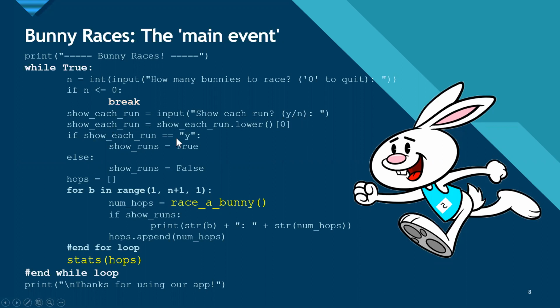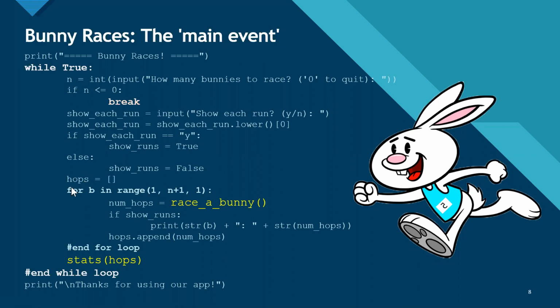Hey, if show each run is yes, we're going to say show runs, the Boolean variable, is true, else show runs is false. And that's going to be showing up here in my little loop for running bunnies in a moment. But then I'm creating what Python calls a list. I often will mess up and call it an array because I like to teach Java too. But anyway, I've created an empty list called hops, which is going to record all the hops for each of my individual bunnies.